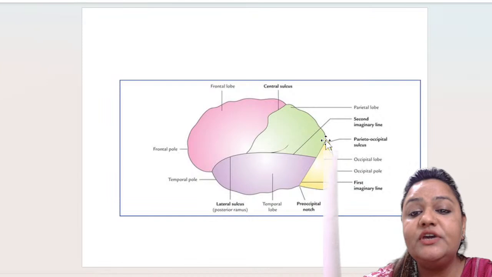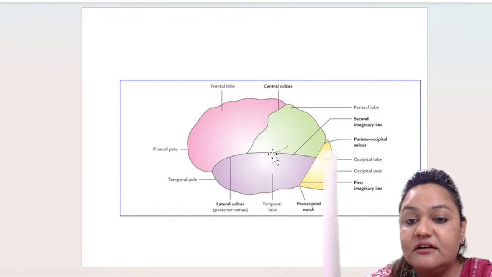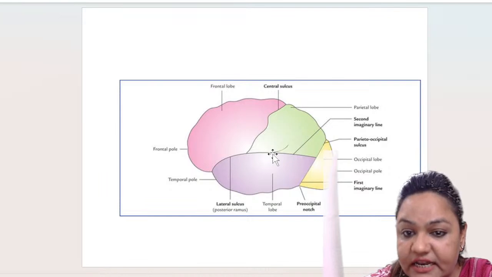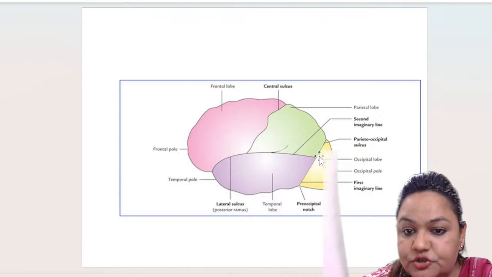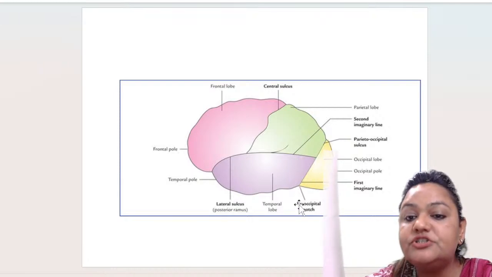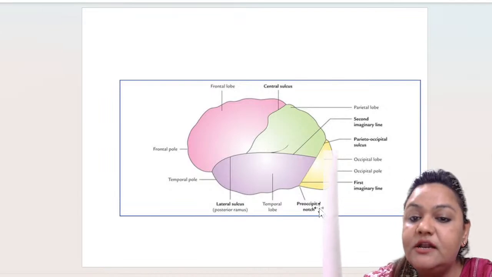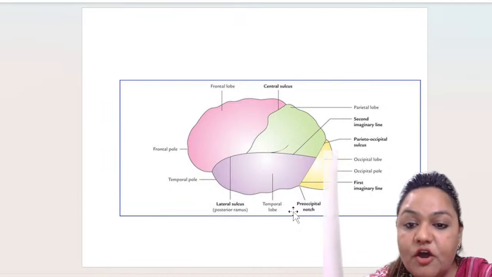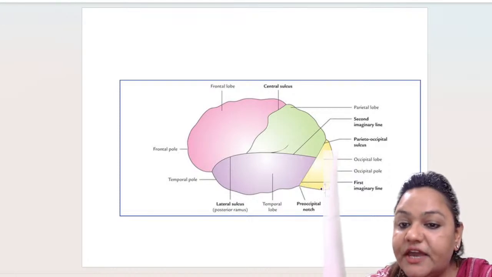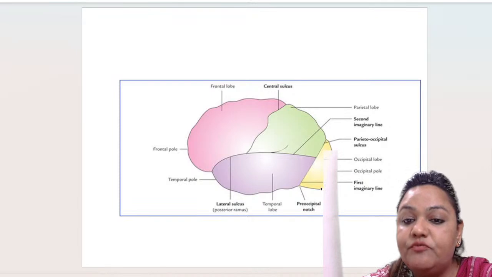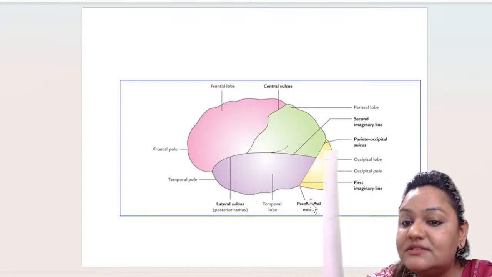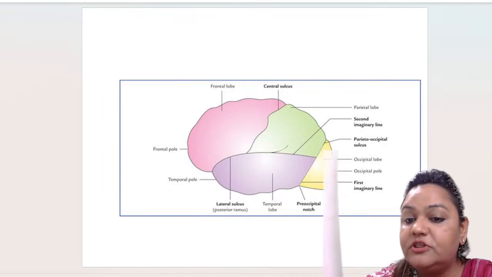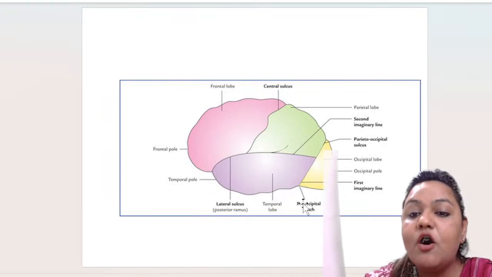Now what we need to do, we just have to draw imaginary lines here. So we will draw the first imaginary line which is running from the parieto-occipital sulcus to this notch here, and this notch is called the pre-occipital notch. Now remember one thing, this pre-occipital notch is also an identification point for the occipital pole. With the help of this pre-occipital notch, you can identify the occipital pole, because this notch is nearer to the occipital pole. That's why the name is given pre-occipital notch.